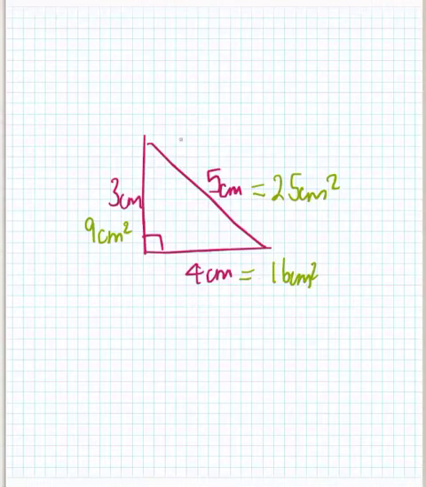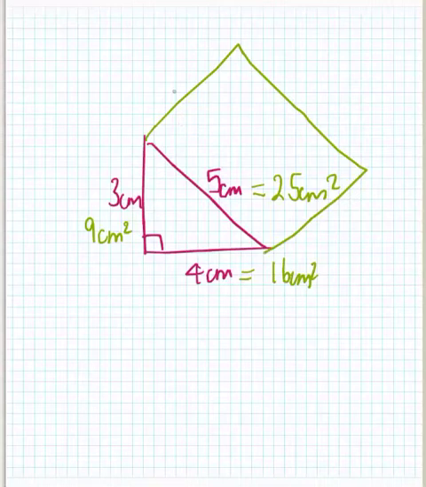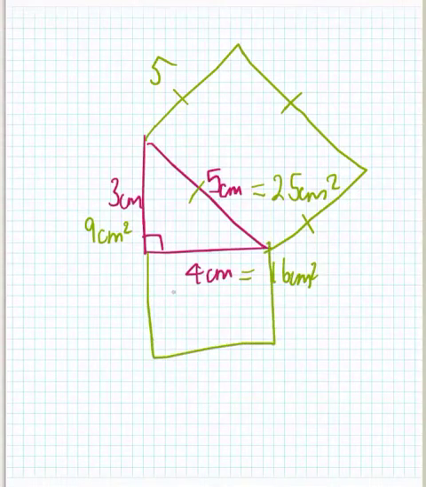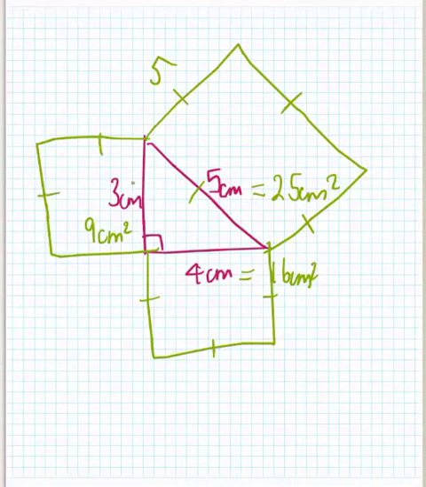And you can also show this as a square, because a square we know has all equal sides. So all sides are equal, the same length in this case as the hypotenuse. And we know the area of a square will be 5 times 5, which gives me the area of 25 centimeters squared. And the same thing down here, I have a square of length 4 centimeters, and its area is 16 centimeters squared. And this square here, 3 times 3, all sides are equal, gives me 9 centimeters squared.